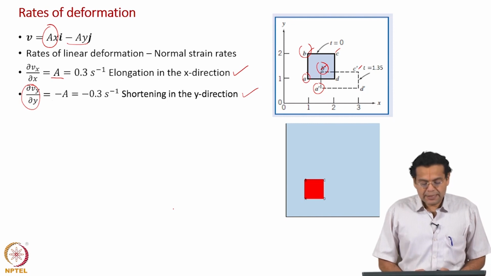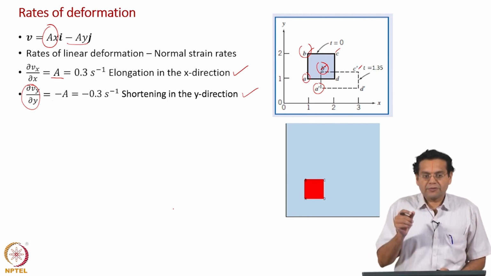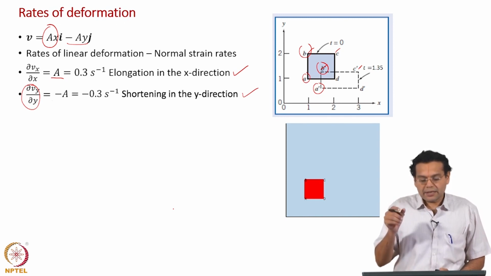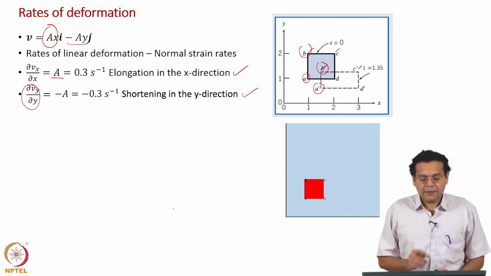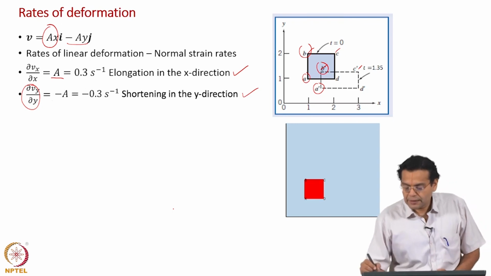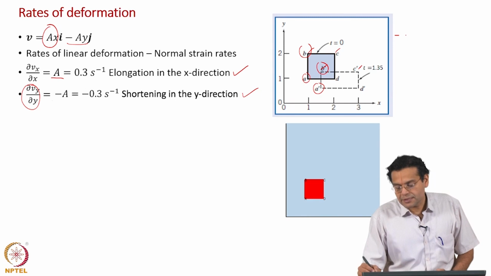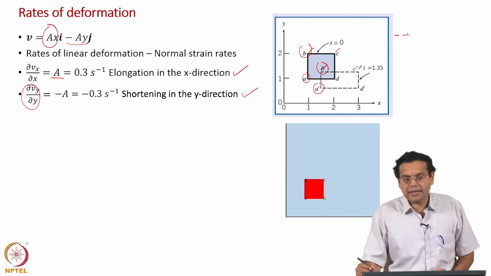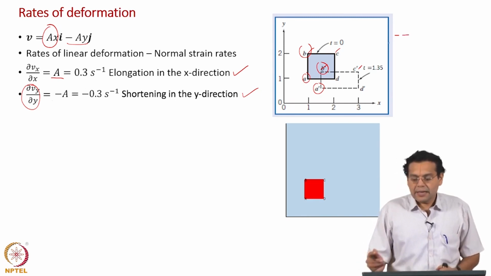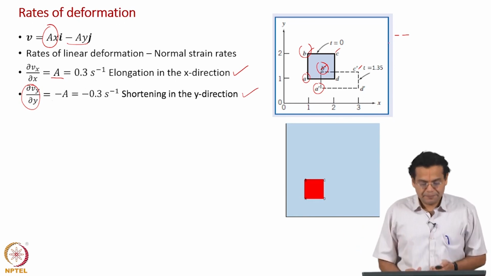You should keep in mind that, as we have discussed earlier, this tells about the rate of elongation, that is, the rate of change of length per unit length. So, if you take a line at some time instant t, some time instant later, what is the increase in length divided by the original length, and this is an instantaneous value.